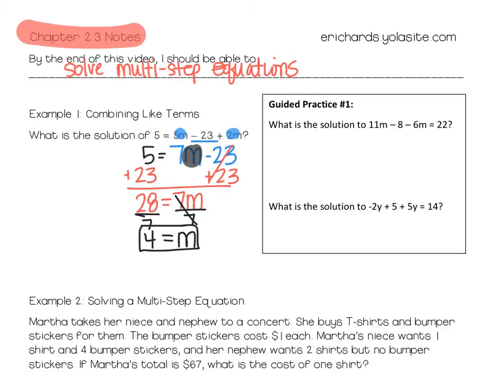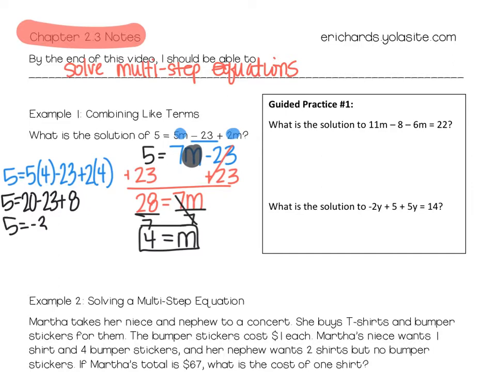You can check your work when you do these by taking the number and replacing m with it in your problem and making sure that you get a true statement. So if I replace m with it, I would have this, and you simplify that and you get 5 equals 20 minus 23 plus 8. So 5 equals negative 3 plus 8, which is true, so I would know right now that my answer is correct.